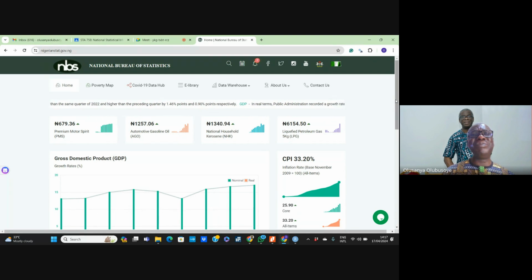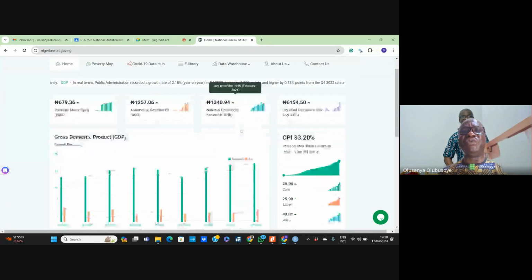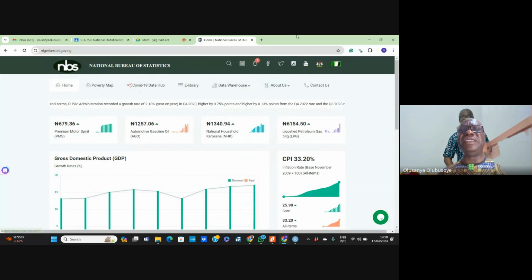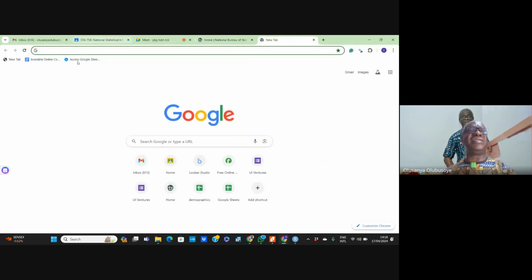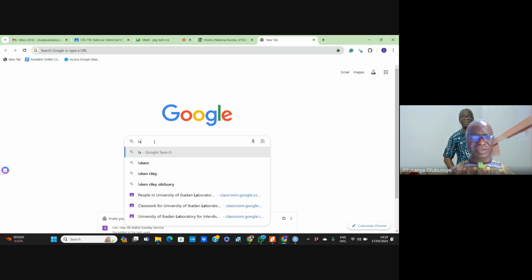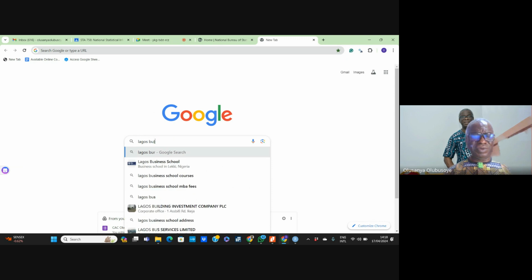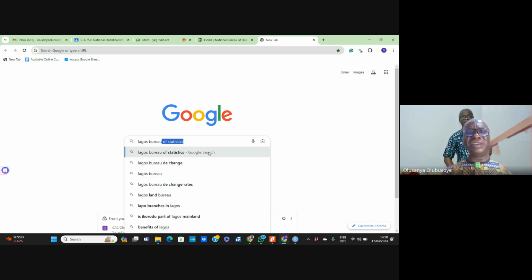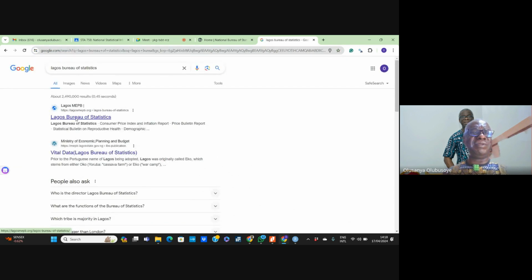So they also gather data from households, from firms and industries, and from government agencies, ministries, and so on. So you should be familiar with this. I don't know of any state that has its own, except Lagos State. So I think the Lagos Bureau of Statistics has its website also.